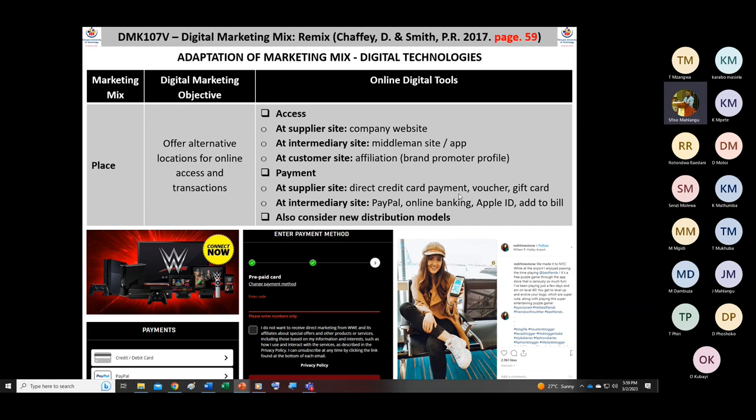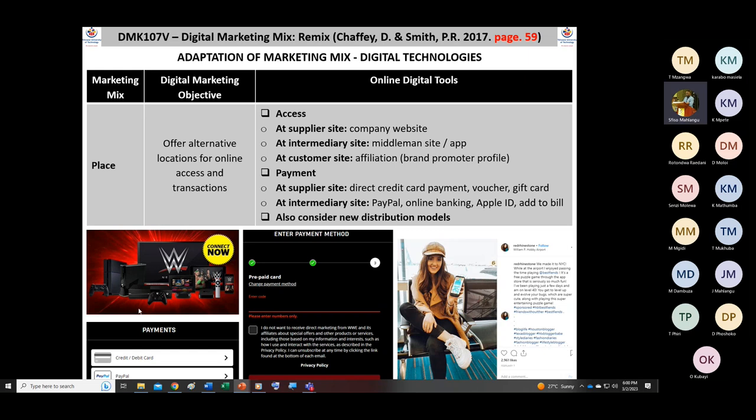Payment on the website, if it allows direct credit card payment, voucher, gift cards. And then at the intermediary site, as a customer, I can pay through PayPal, and then PayPal pays the company, or I can use my Apple ID or something such as Google Play, meaning that my wallet is on another platform. It's an intermediary, and their processing of payment is not directly there.